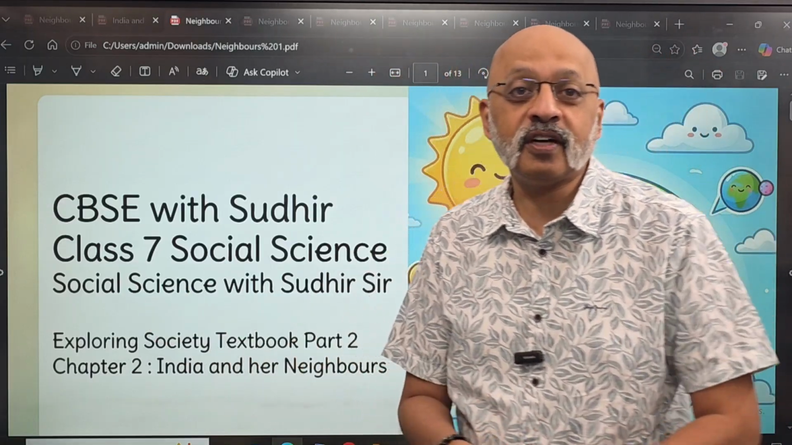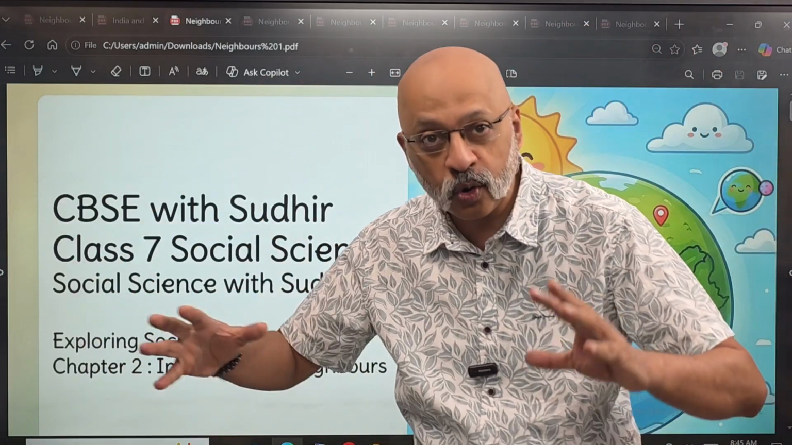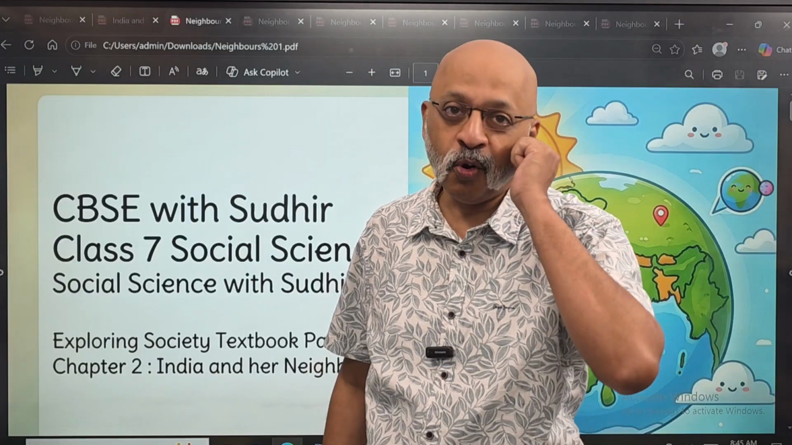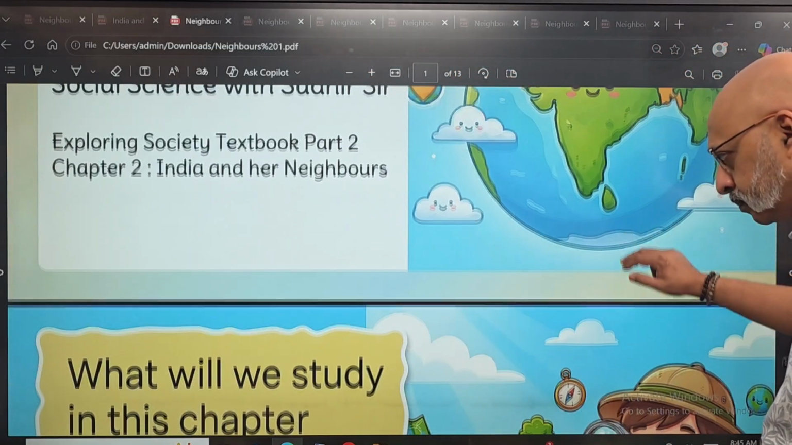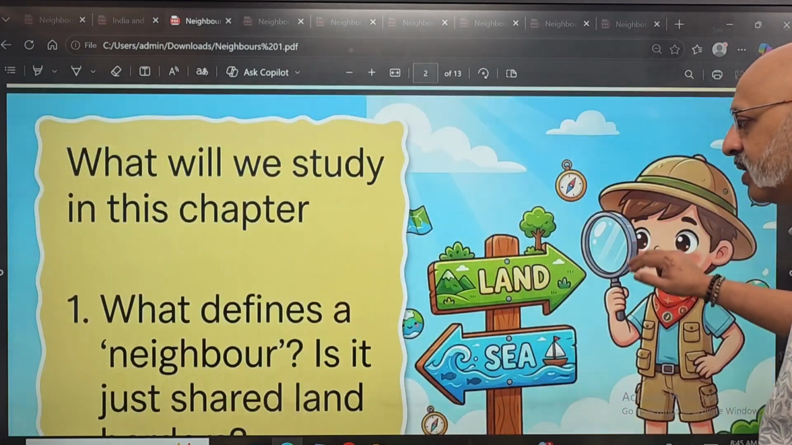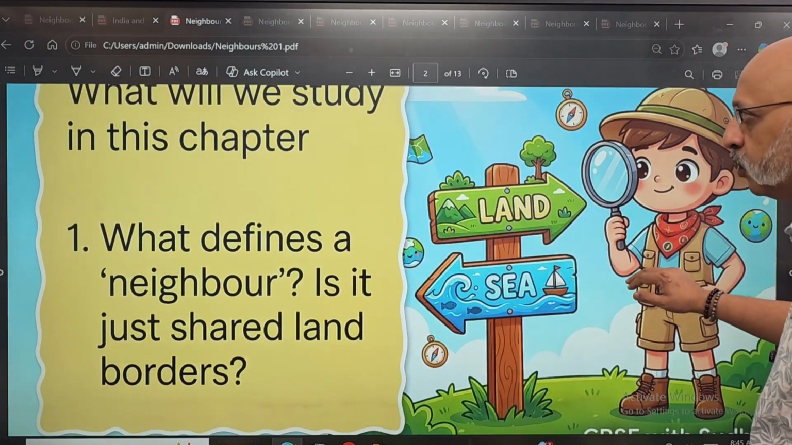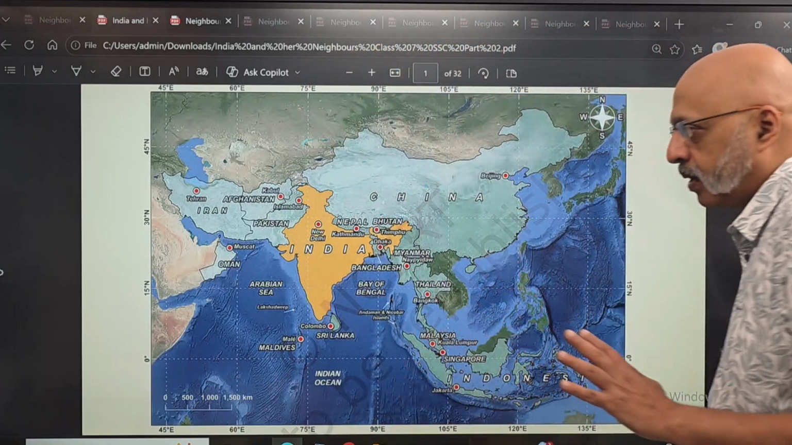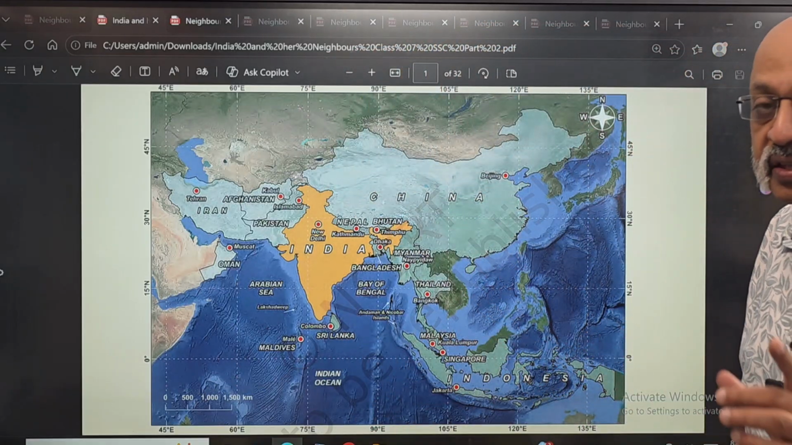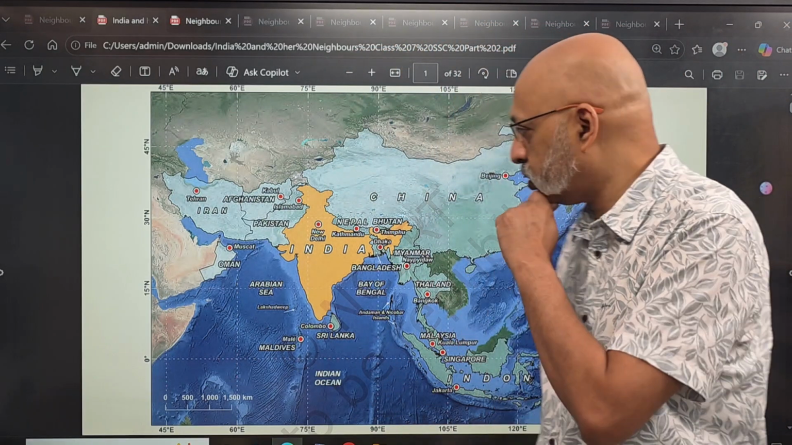Which are the different countries that form our neighborhood? We should know a little more about them, right? So, that's what we are going to do today. So, what will we study in this particular chapter? Before that, I just want to look at the map so that you get an idea which are the different countries that we are going to talk about.